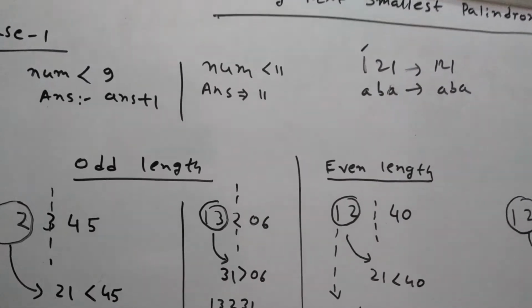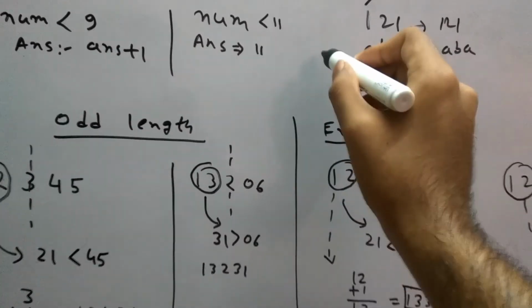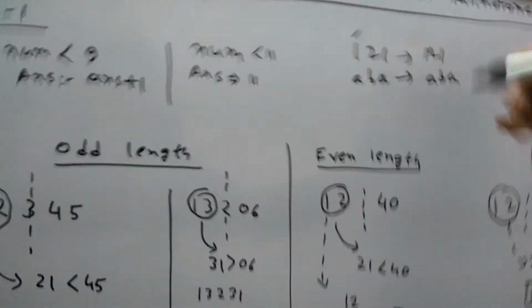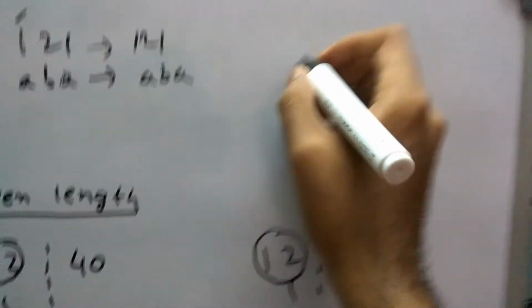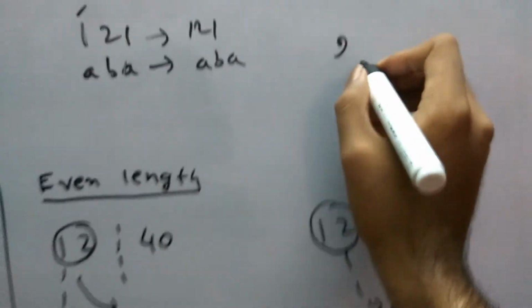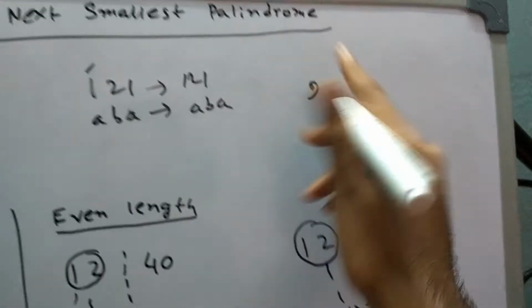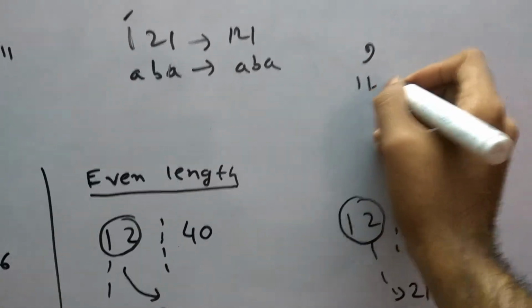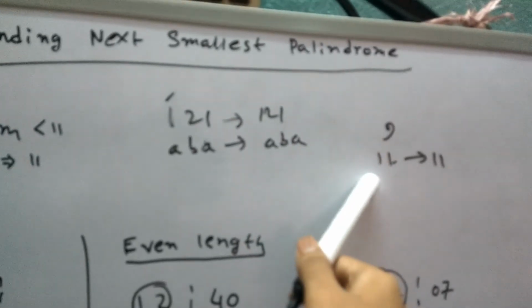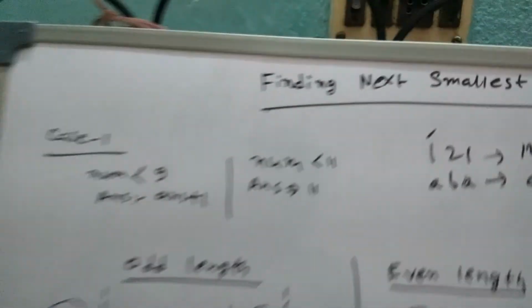So we have to find, if a number is given, what the next smallest palindrome is. Let's suppose 9 is given, then the next palindrome is 11, because if we reverse 11 we will get 11. So if we input 9, the output should be 11. Let's see how to solve this problem.